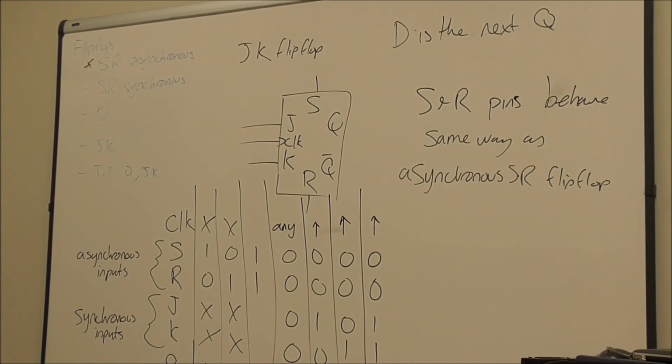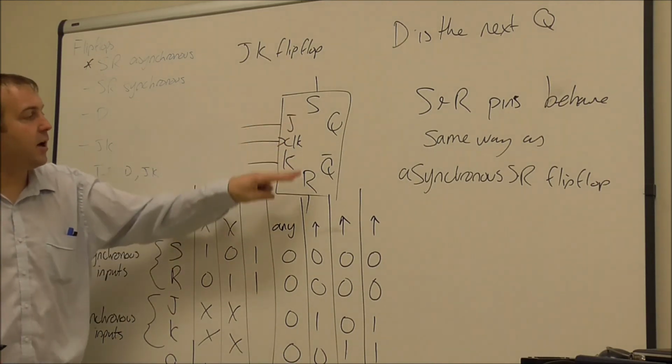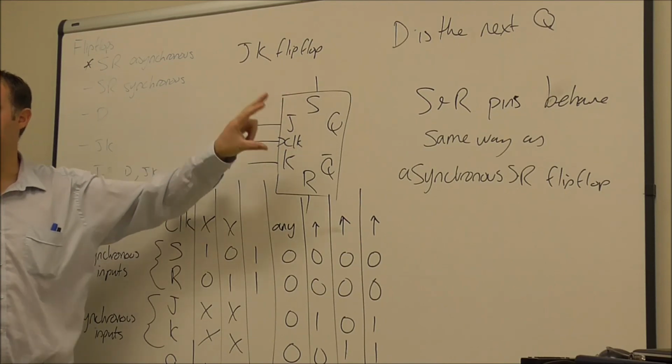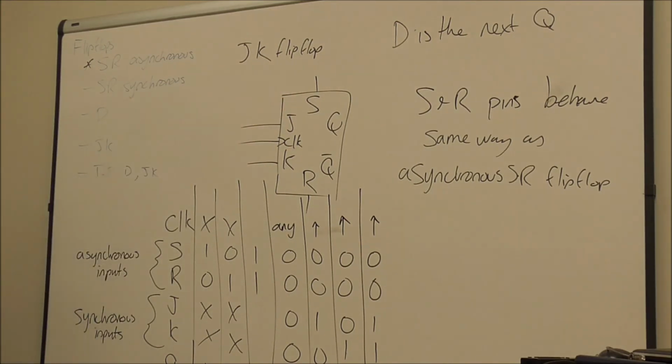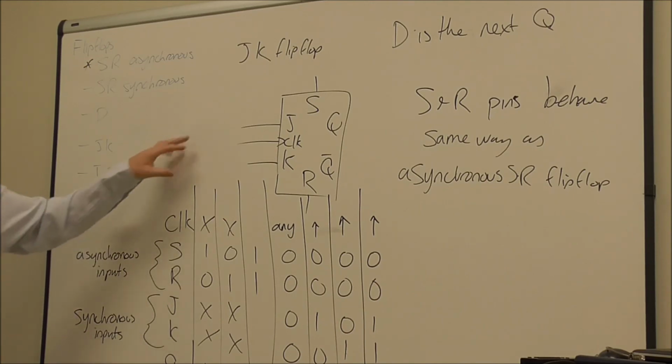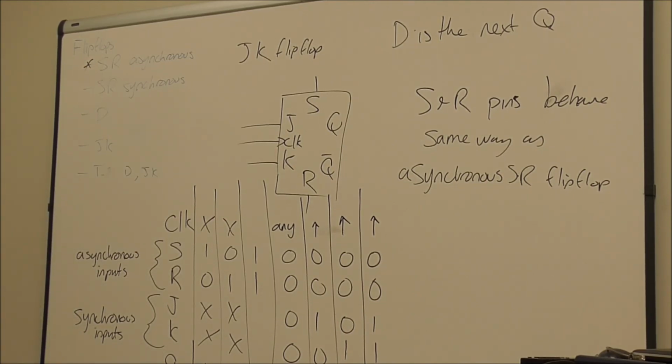Now we won't be working with JK types in our experiments. They aren't particularly commonly used because they're big and bulky, and unless you need the functionality of the asynchronous and the synchronous inputs, it's kind of a bit of overkill. So quite often, if people just need a flip-flop for a counter or something, they stick with a D-type because they're cheaper and the chips are a bit smaller.